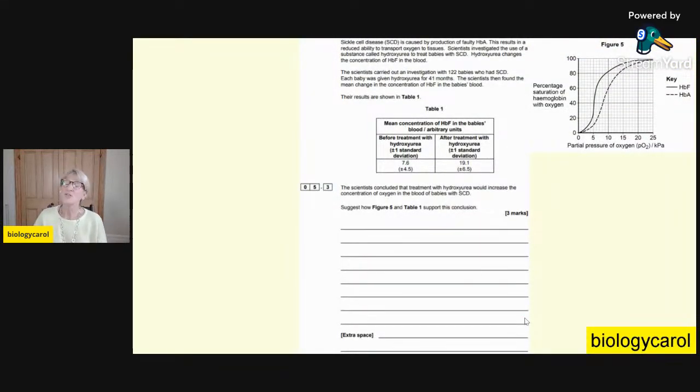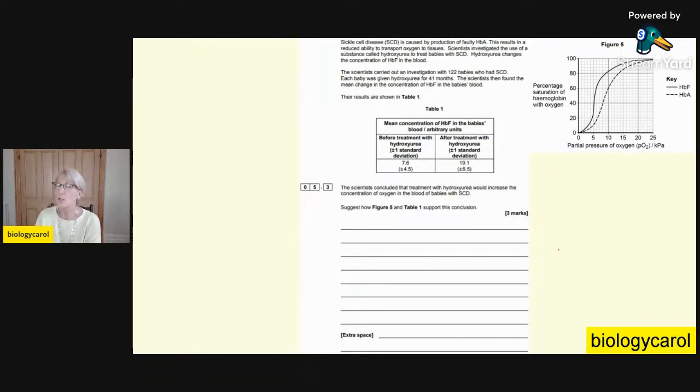Sickle cell disease is caused by the production of faulty adult hemoglobin. This results in less oxygen being transported. And scientists investigated the use of hydroxyurea to treat babies with sickle cell disease because hydroxyurea changes the percentage of fetal hemoglobin in the blood. And they did this experiment on 122 babies. They treated them with hydroxyurea for 41 months, and they tested the mean concentration of fetal hemoglobins in those babies before and after the treatment. And the scientists concluded that the treatment with hydroxyurea would increase the concentration of oxygen in the blood of babies with sickle cell disease. Suggest why Figure 5 and Table 1 support this conclusion.